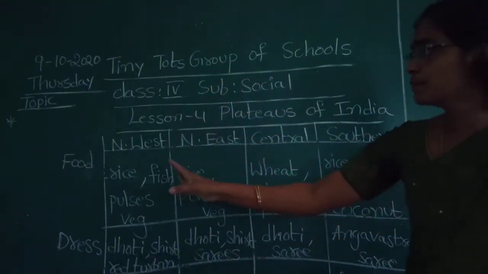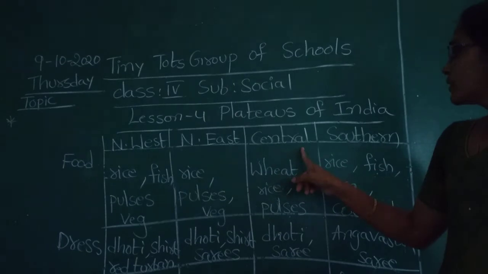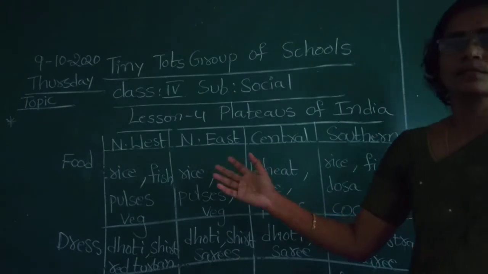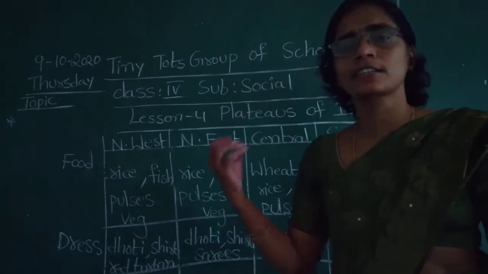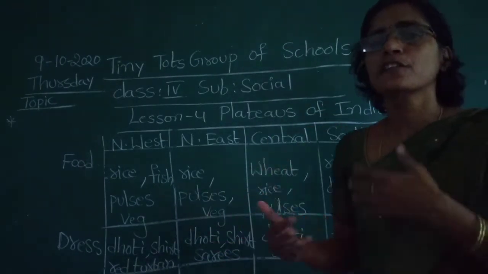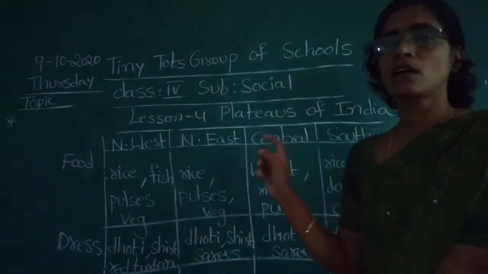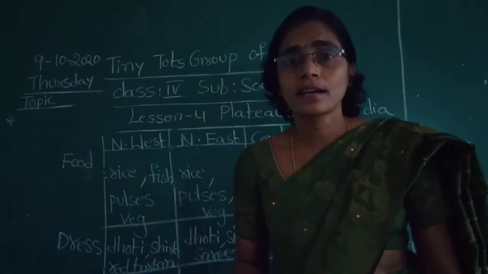The plateaus of India are mainly divided into four parts: one is northwest, second is northeast, third is central part, fourth is southern part. Food, mainly they are eating the same type of food. Dresses also, they are wearing dhoti, shirt, turbans, sarees, angavastra like that. Occupation is farming, mining and fishing. Different types of festivals are celebrated in the four parts. The central part is also called the heart of India. Northwest is also called the rice bowl of India. Like that, this is about the life of the people in the plateaus of India.